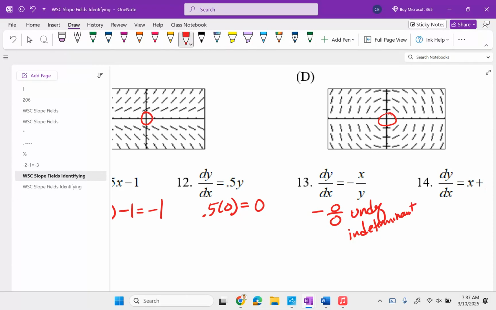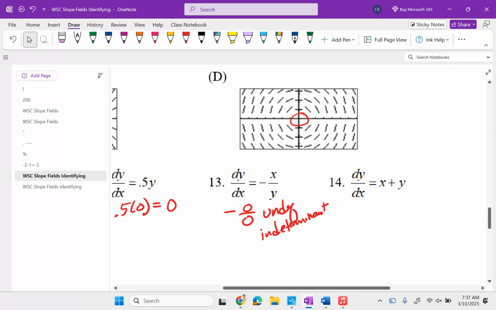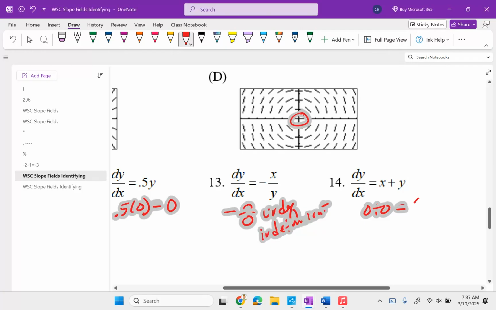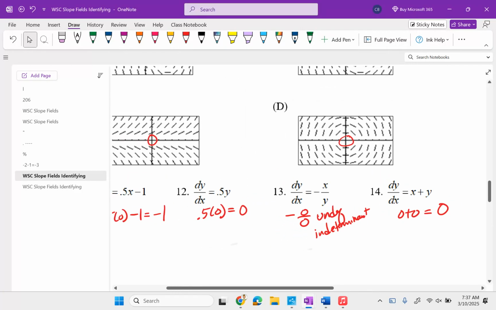I can't really see that, and there might be something on the graph indicating that. And then this one would be 0 plus 0, which is 0. Okay, so let's go back and look at our graphs.